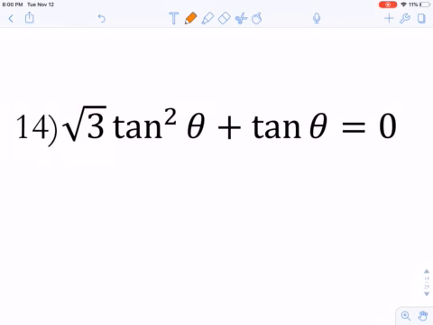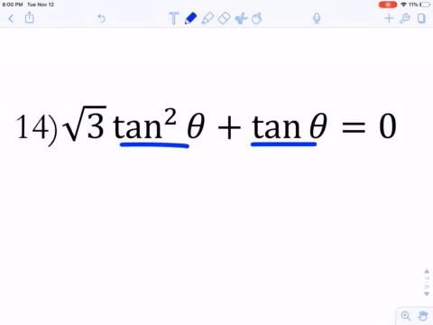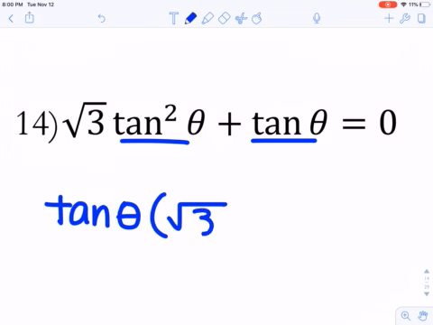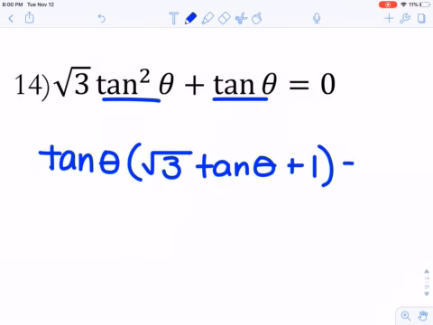For the next one, I'm taking a look at this, and right away I'm seeing a tangent squared and a regular tangent. That is a hint that I probably need to factor in this problem. Since it's not a trinomial, I'm going to try pulling out the GCF, which is just tangent of theta. I'm left with a square root of 3 tangent of theta. When I pull out the first tangent, I still have another one left with this. And over here, since I pulled out the tangent, I have to do a +1.